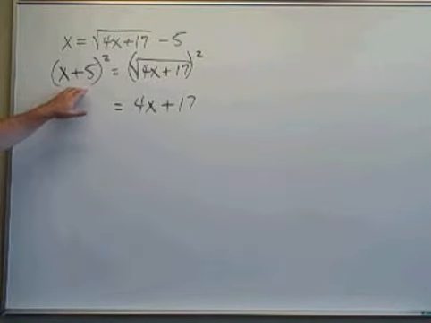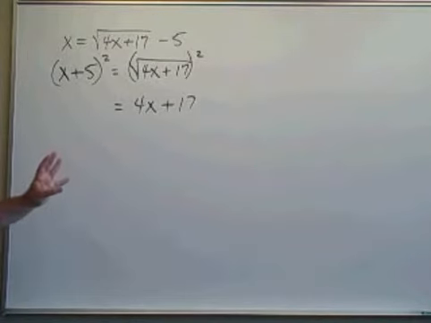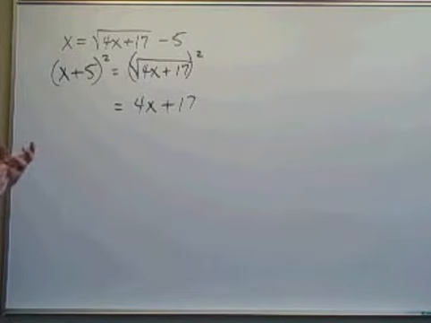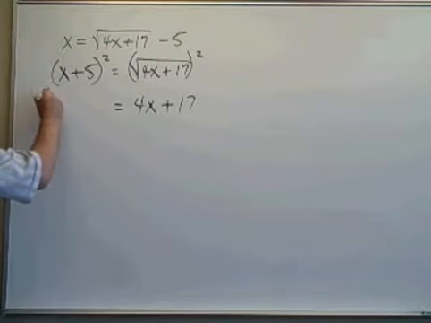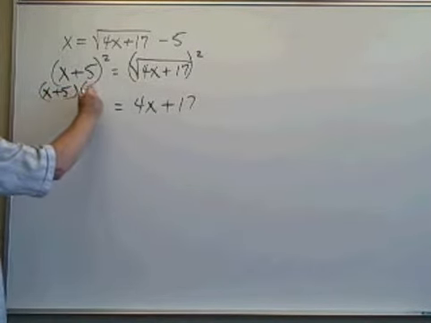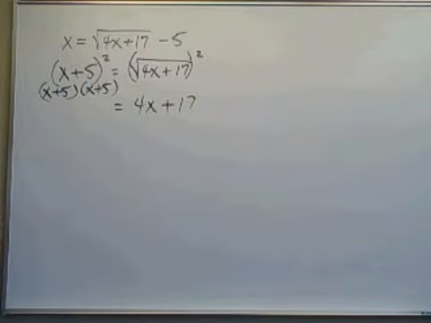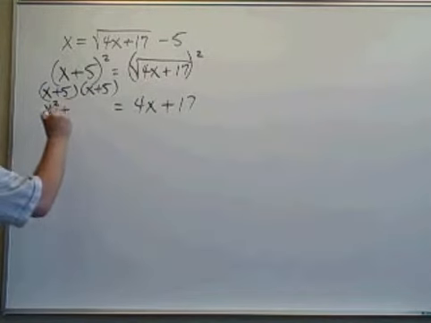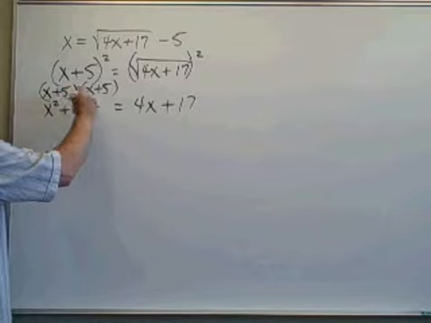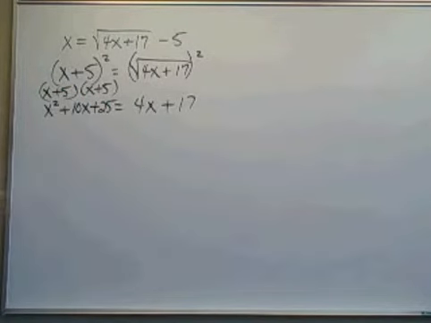Now, we need to be careful over here. Remember, don't make the obvious mistake. When you square a binomial, that's really multiplying the binomial times itself, which is our friend FOIL. And so if we think of this, this is really going to be x plus 5 times x plus 5, which is going to give us x squared plus 5x plus 5x more, which is plus 10x plus 25.